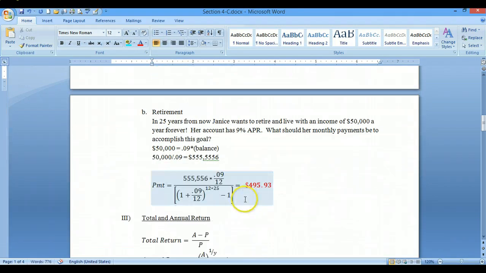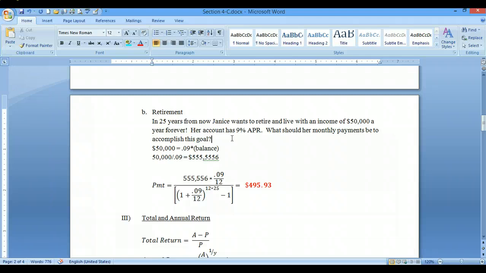Our retirement example is in 25 years from now, and by the way, I would take careful note of this example. In 25 years from now, Janice wants to retire and live on an income of $50,000 a year forever. She has found an account that has a 9% APR. What should her monthly payments be to accomplish this goal?